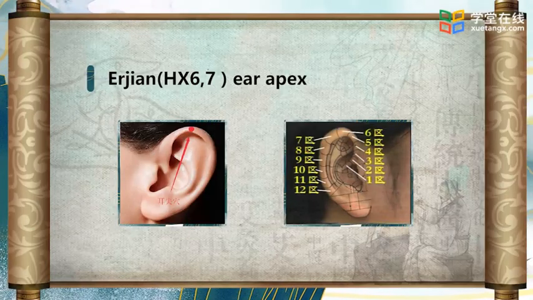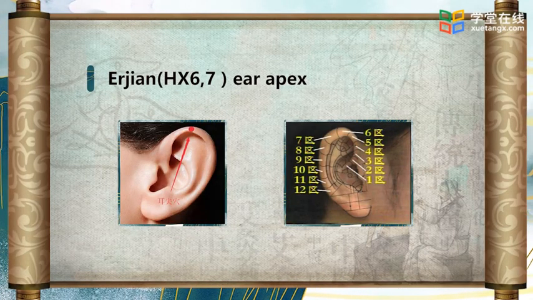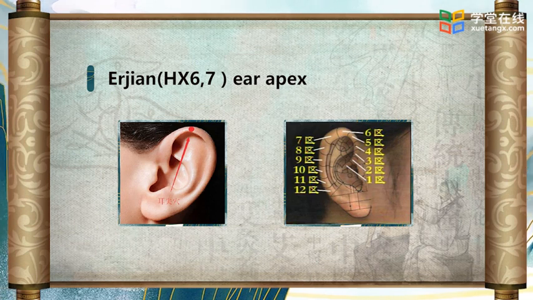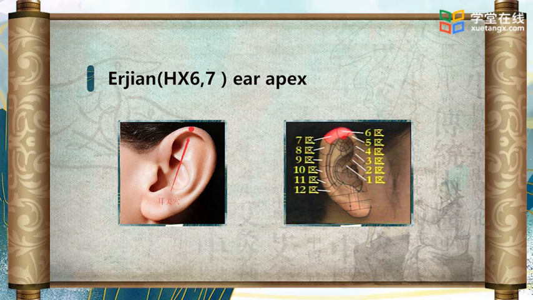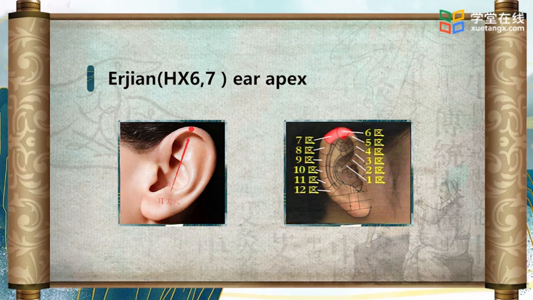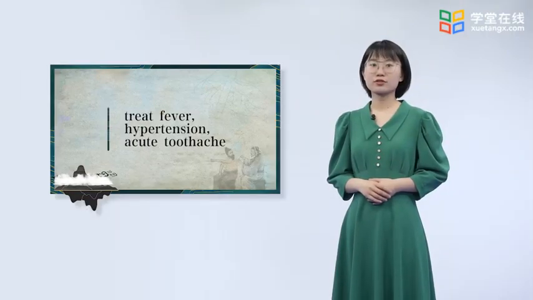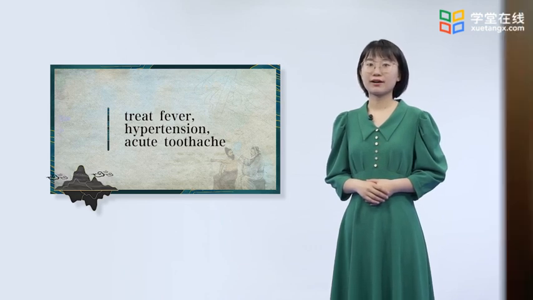First, a point on the helix, 耳尖. The English name is ear apex. It is located at the apex where the ear is folded forward, at the juncture of area 6 and 7 of the helix. We could use this point to treat fever, hypertension, acute toothache, and so on.